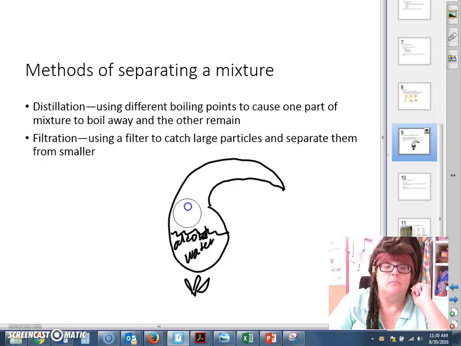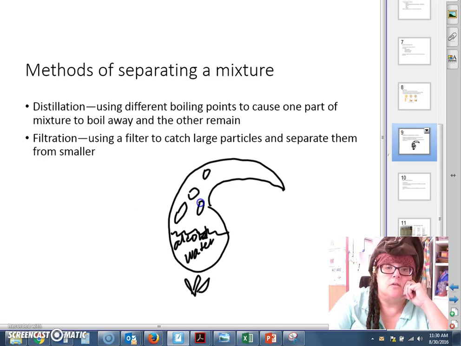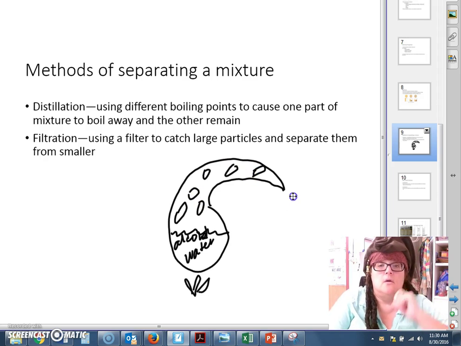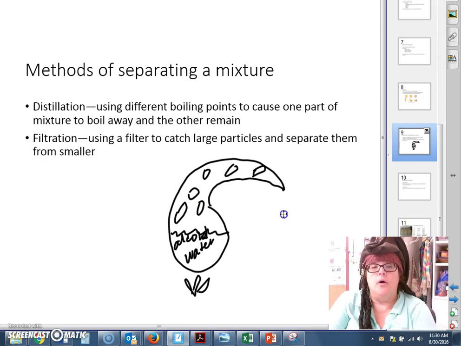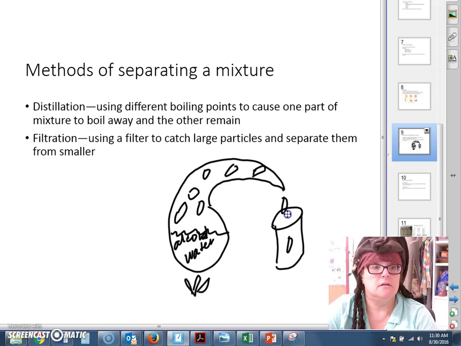I drew that like a water molecule. Depending on what the alcohol is, it may have multiple atoms. So I'm just going to draw them as little ovals. Okay, that alcohol will boil off, and then you have at the other end a cooling area, and it will reform into that liquid.